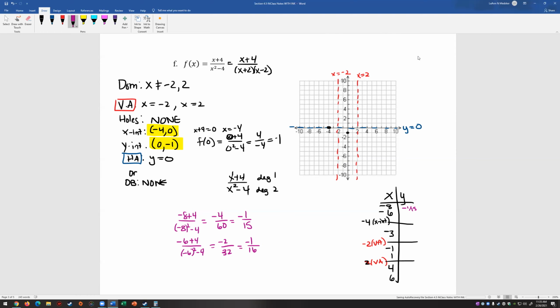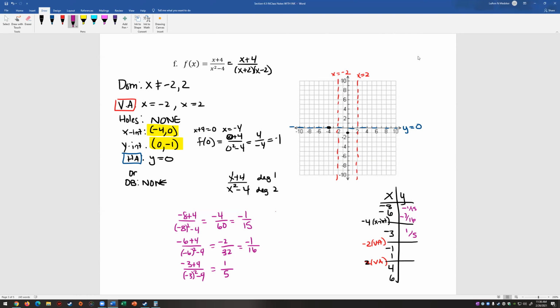Again, very small. And then if we plug in -3, that's going to be +1 on top. And then that's 9 minus 4, so that's going to be 5. So that's 1/5. Oops, my -1/16, I didn't write over here.